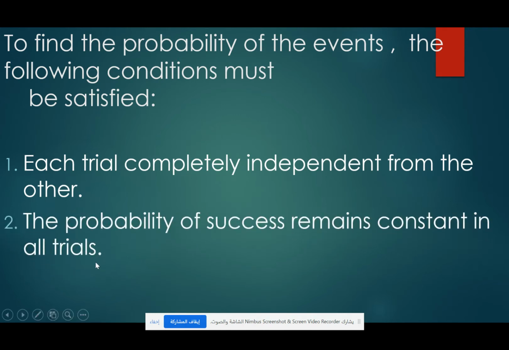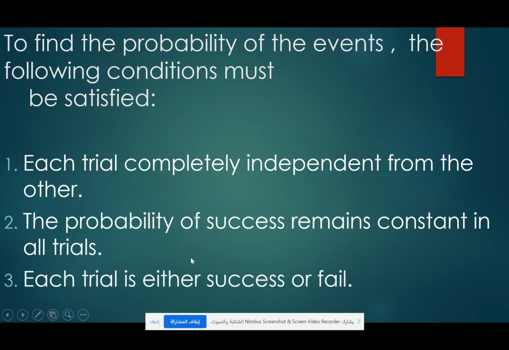Now, number two: the probability of success remains constant in all trials. That means if I want to get head in each trial, the probability of getting head is always half in a coin tossing experiment, so it stays constant. Three: each trial is either success or fail. So when you are doing a trial, you might get head to be success or tail to be fail.